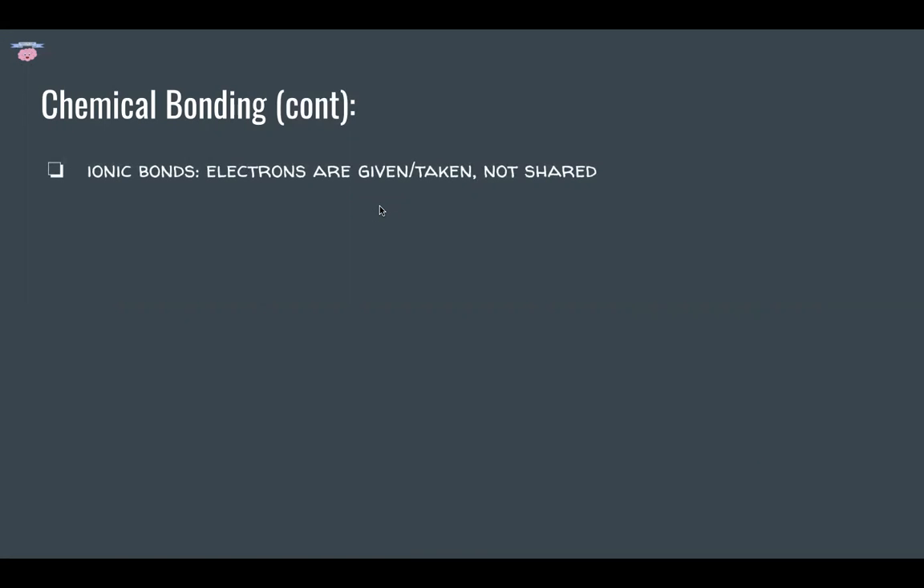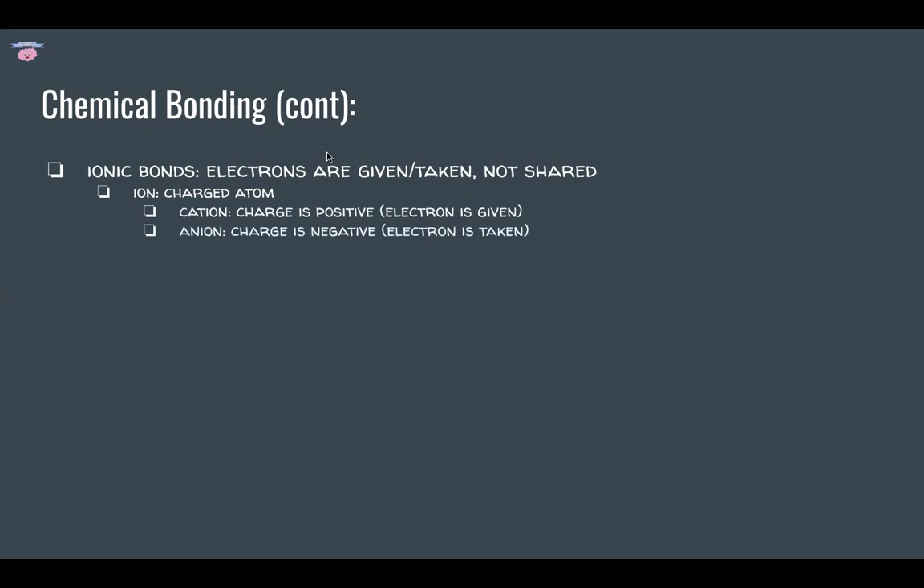Another type of bond is ionic bonds. In this, electrons are just given and taken. They're not shared. An ion is a charged atom. So an ion forms when an electron is either given or taken. A cation is when the electron is given, so the charge is positive. And an anion is when the electron is taken, so the charge is negative.